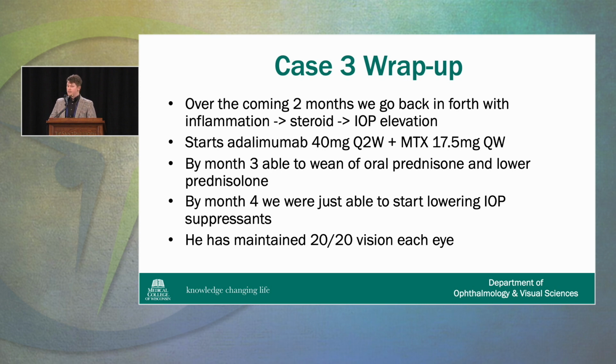By 3 months, we're able to wean him off the oral prednisone and put him on lower doses of prednisolone, and then by month 4, we were just able to start lowering his IOP suppressants, and he's maintained 20/20 vision in each eye. I don't know that we would have encountered that same outcome if we weren't so aggressive with the IMT from the beginning.